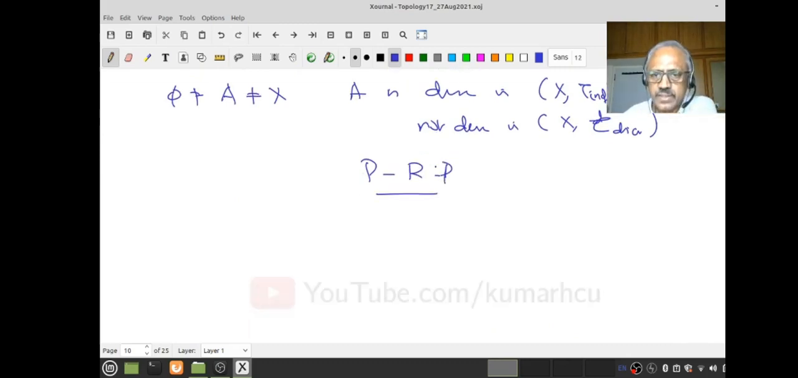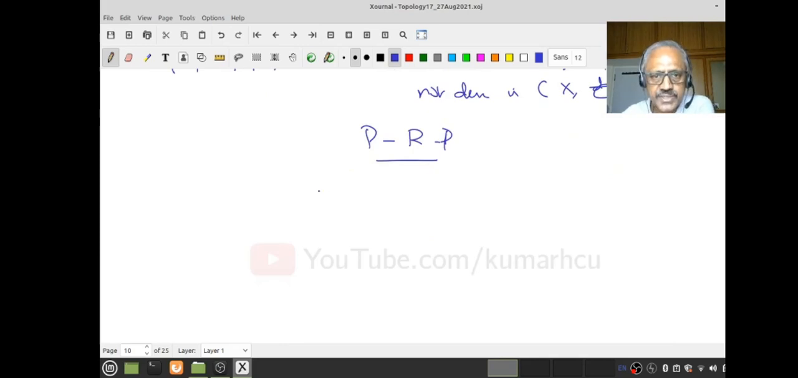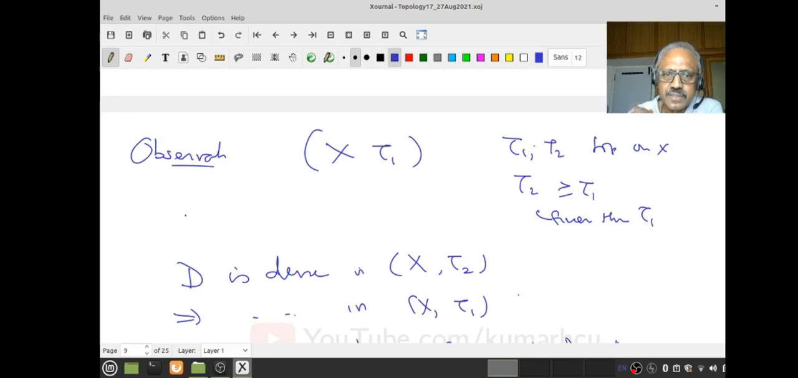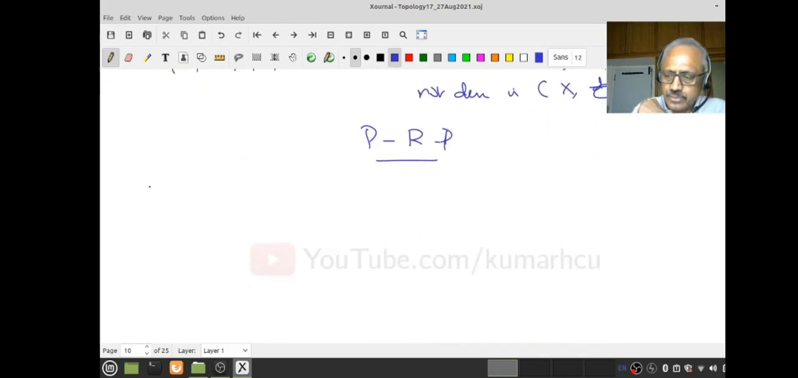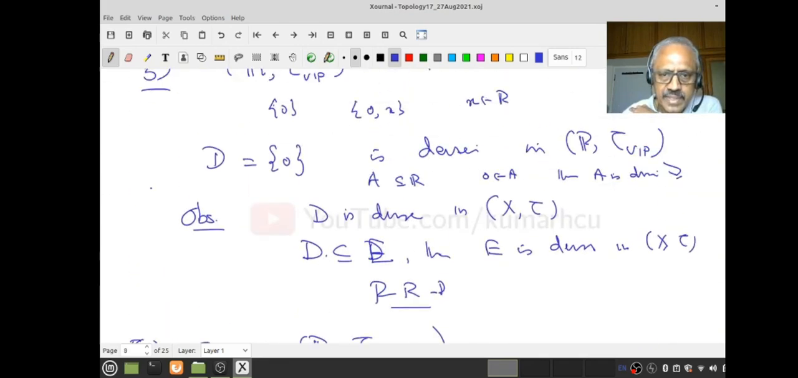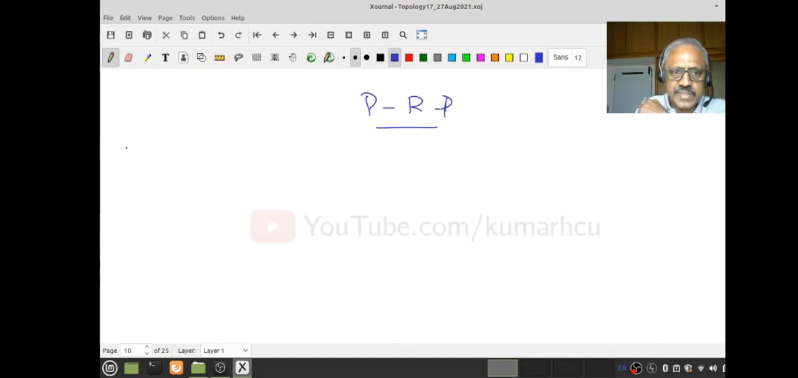Right. That is why it is going to be very interesting. This observation, which is a slight digression, is to impress upon you the following fact. Now, I don't remember the example number, I think 7. Example 7.